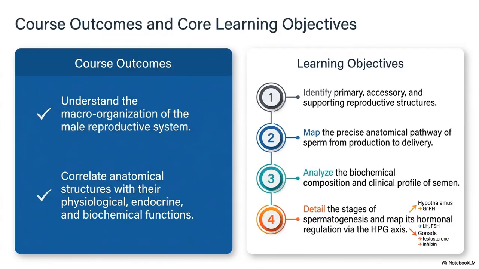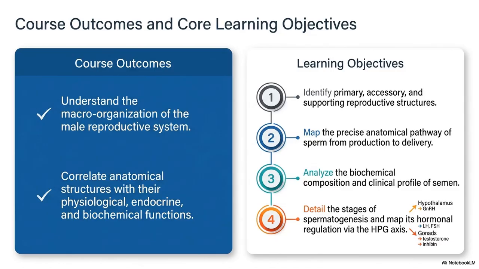So, for the male reproductive system, the course outcomes are to understand the different organs as well as glands involved in the working of the male reproductive system, as well as to correlate the anatomical structures with their physiological, endocrine and biochemical functions. We have 4 learning objectives in the current topic.